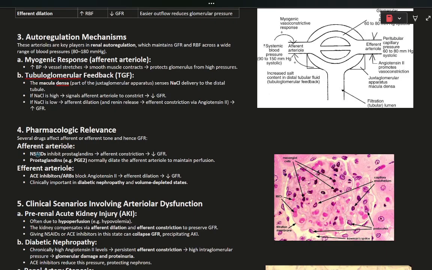Non-steroidal anti-inflammatory drugs will inhibit the production of prostaglandins. And because prostaglandins are normally responsible for vasodilation, NSAIDs will inhibit such process. This is going to lead to constriction of afferent arterioles, thereby decreasing glomerular filtration rate.